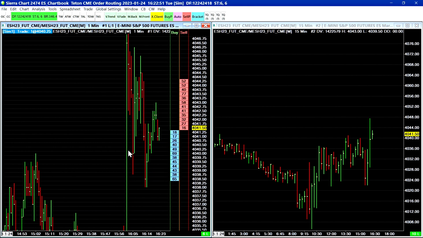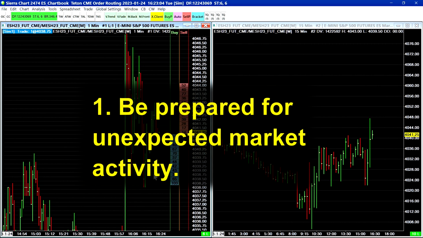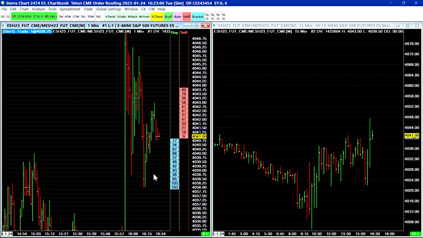So the first thing we can talk about is unexpected market activity, which is something that everyone who is trading should be aware of. So it's important to understand that at any moment you're trading, there's always a risk of an unexpected price movement occurring in the market. This can be due to an unexpected news announcement.